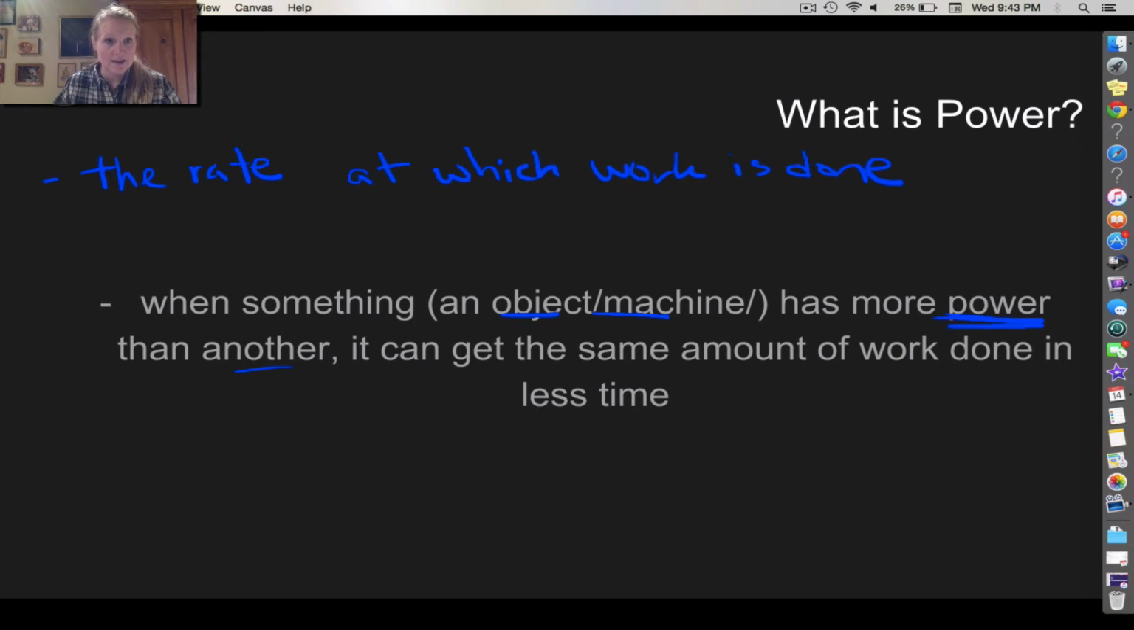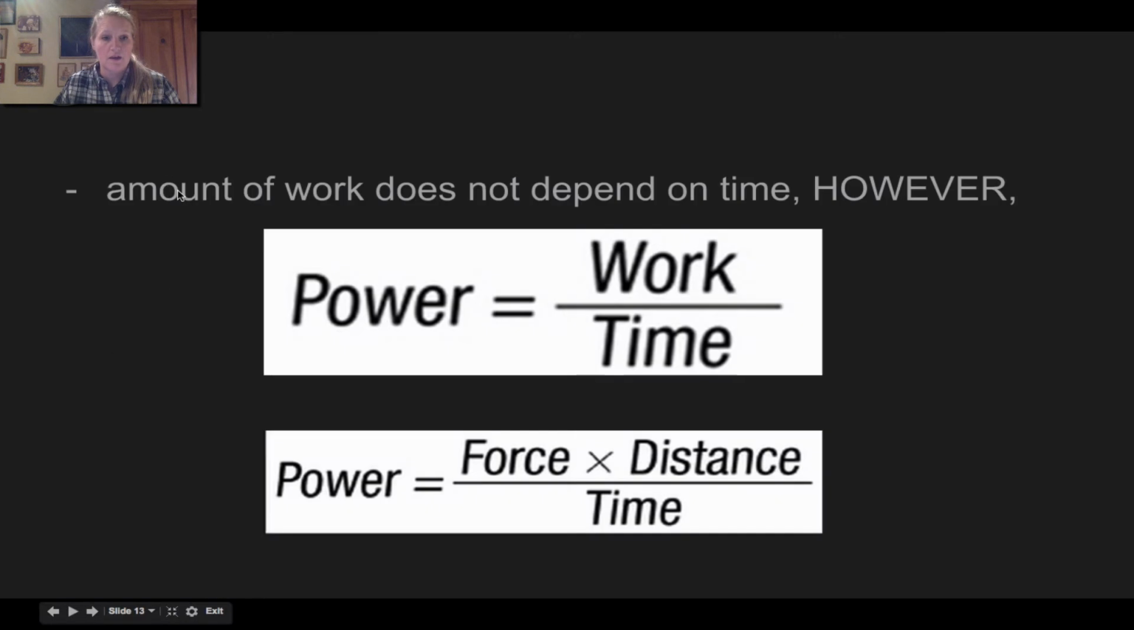So with that said, let's look at some other examples. The amount of work does not depend on the time when you're talking about work, but power is dependent on time. This was our original equation for work, force times distance. Now by bringing in power, we're saying force times distance divided by time. Before, work was not considering the amount of time it took. Now with power, it does consider that.